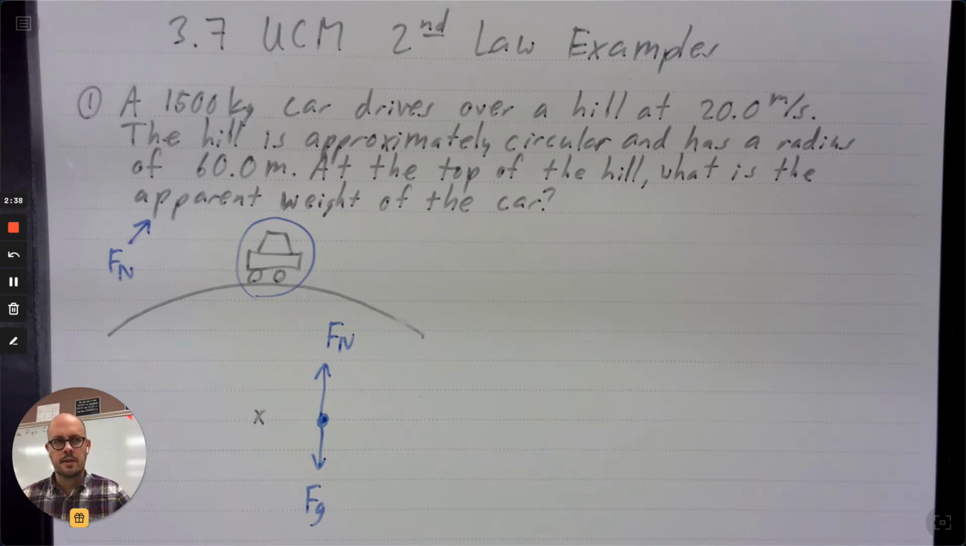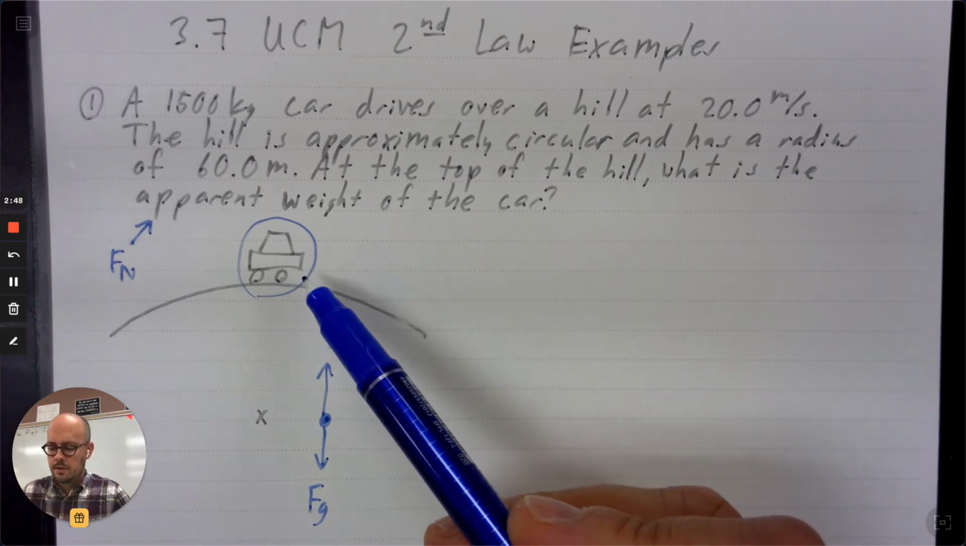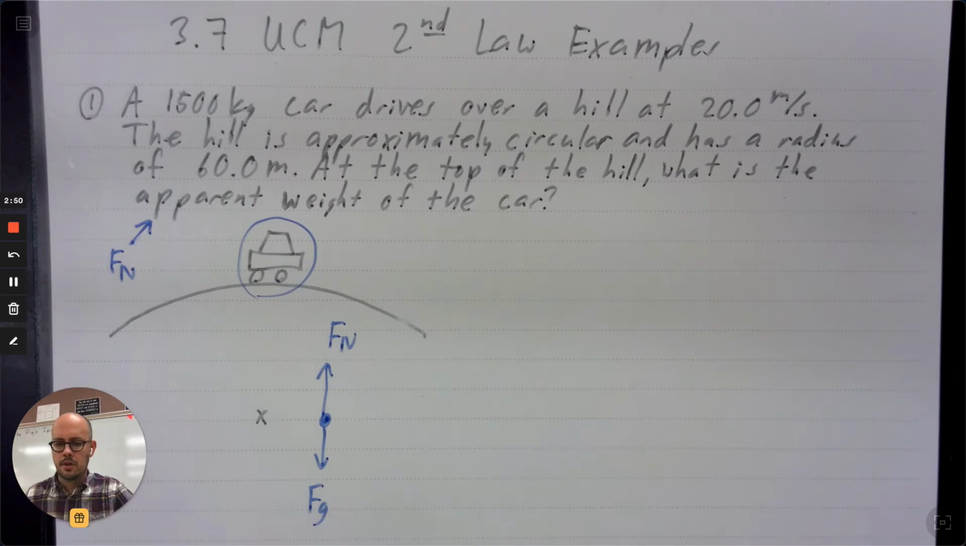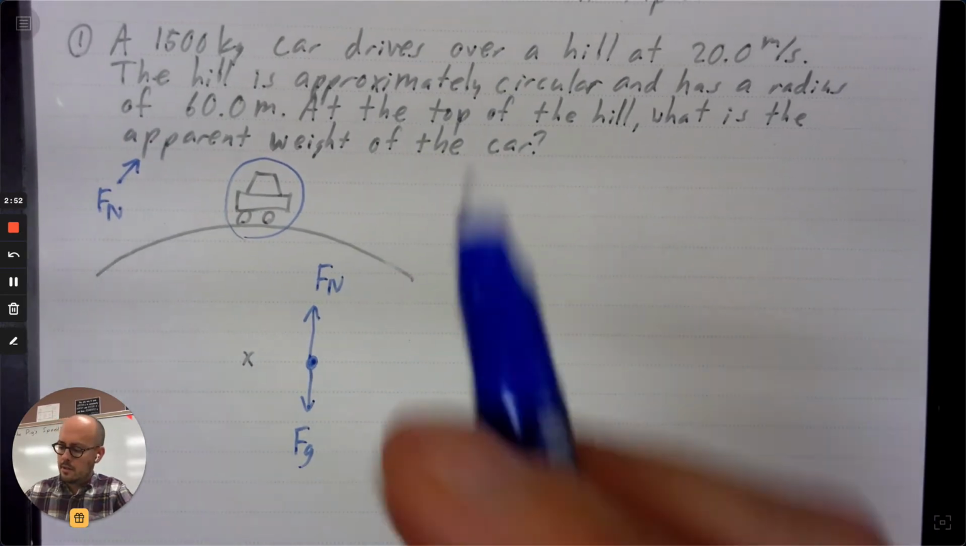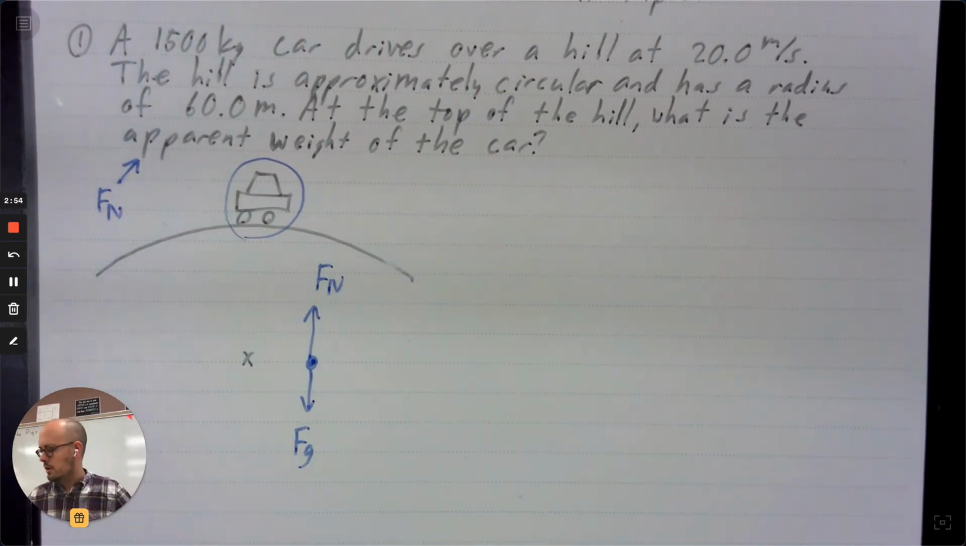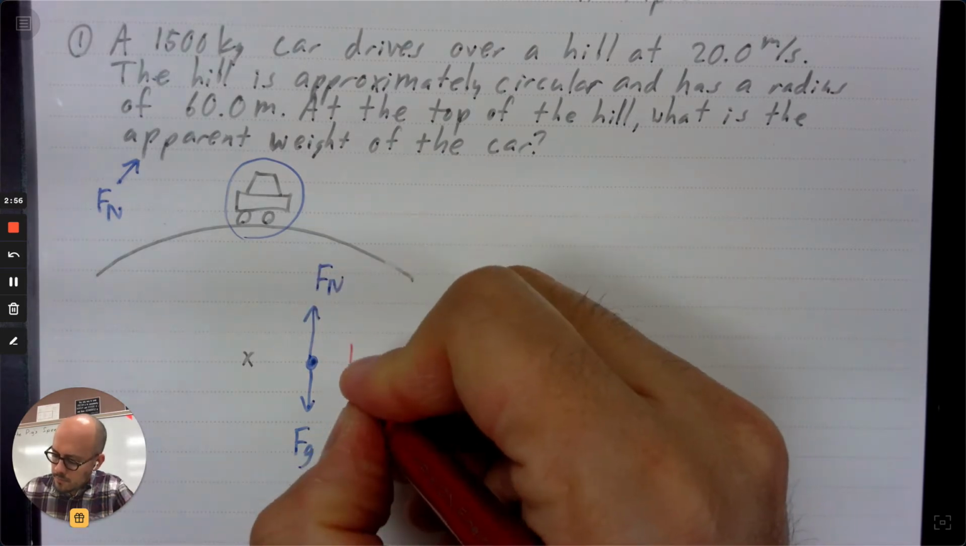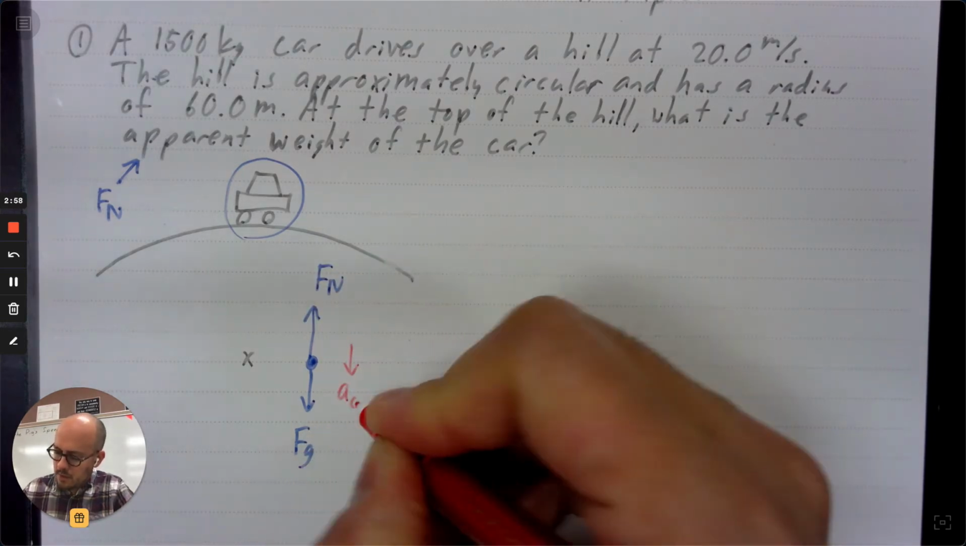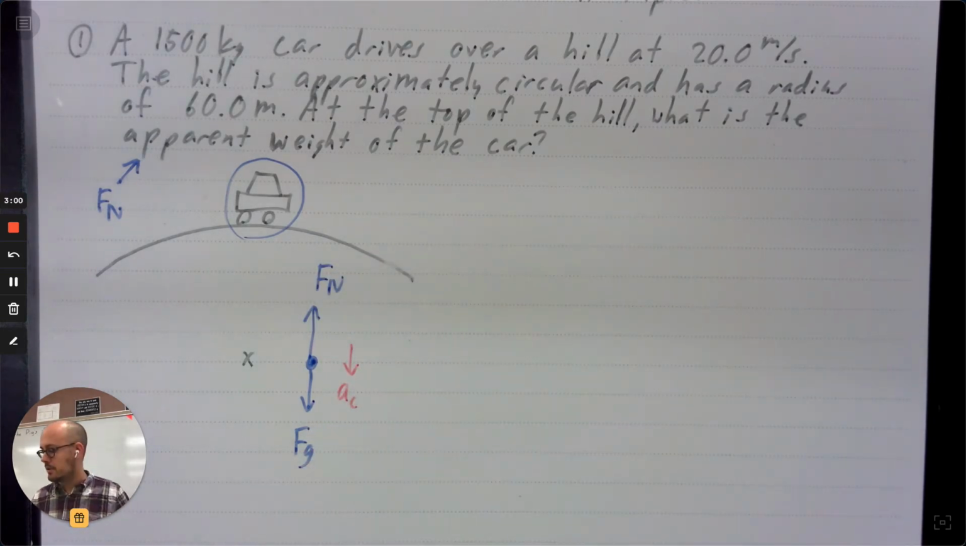When the elevator is at the top of its path, whether it's slowing down to stop at the top floor or starting to descend from the top floor, it perfectly mirrors this, because the acceleration of the elevator and the acceleration of this car is downward. In this case, it happens to be centripetal acceleration. In the elevator, it's linear acceleration. And that's really the only way that they differ.